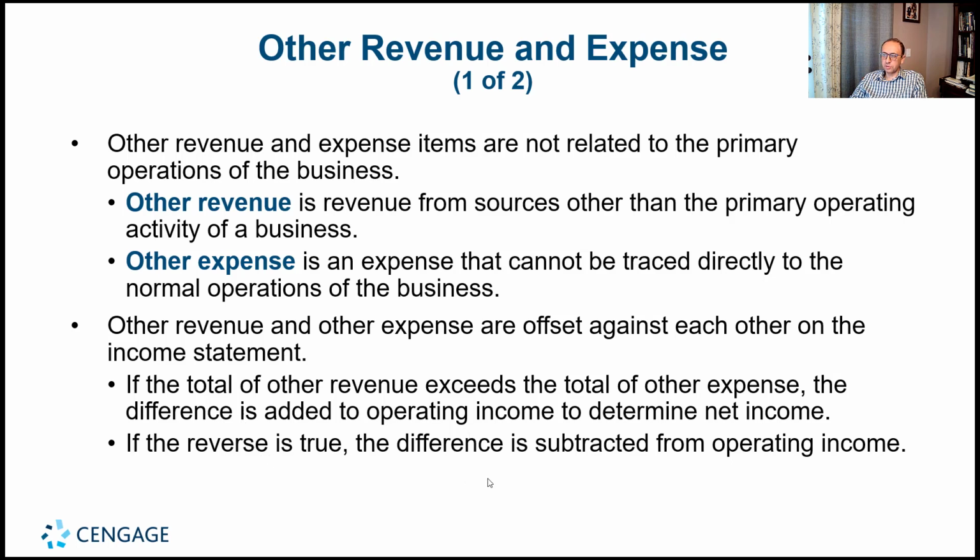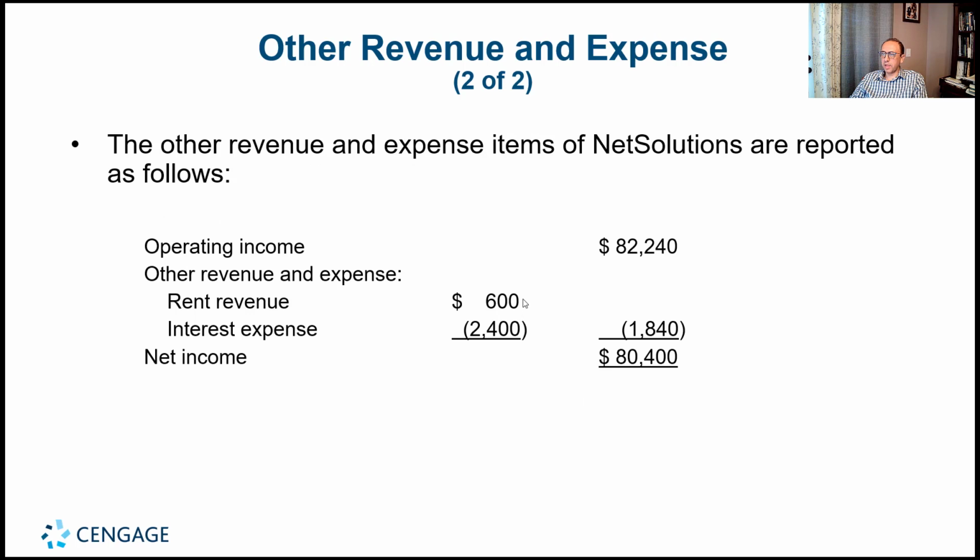If the reverse is true, the difference is subtracted from operating income, which was our case in the example that we had. So here we had rent revenue smaller than interest expense, so we ended up subtracting their net value. If rent revenue was more than interest expense, we would end up adding the total other revenues and expenses to operating income. And that's how we got the net income.